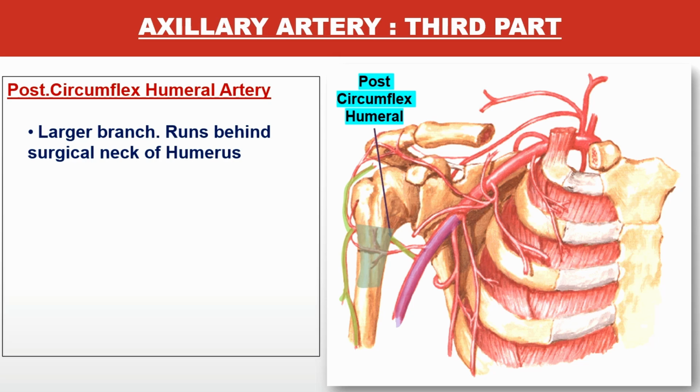Then anterior circumflex, you can see here is running anteriorly. It is circling the neck of the humerus. Which neck? Surgical neck, right? So the relations of surgical neck is again very important clinically. Why? Because there are important arteries present. Which arteries? Anterior circumflex and posterior circumflex humeral arteries, right?